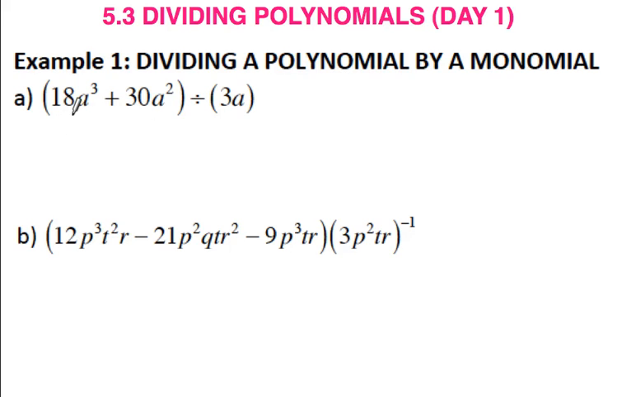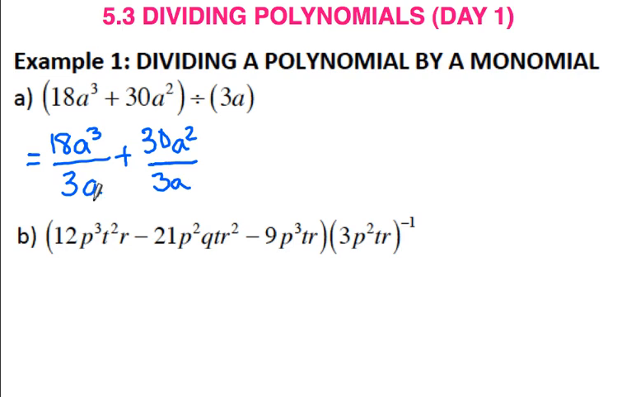The best way to do this, I believe, is to rewrite it. So this is the same thing as 18a cubed over 3a plus 30a squared over 3a. It's good to do this, that way you know that you're taking both of these and dividing them by 3a, and then from there you just have to simplify. So 18 over 3 reduces to 6, a cubed over a reduces to a squared, 30 over 3 reduces to 10, a squared over a reduces to a. So your final answer for this is going to be 6a squared plus 10a.